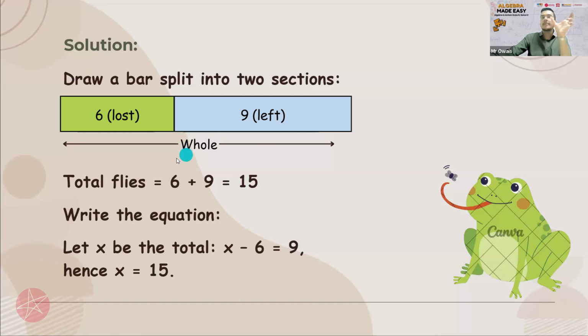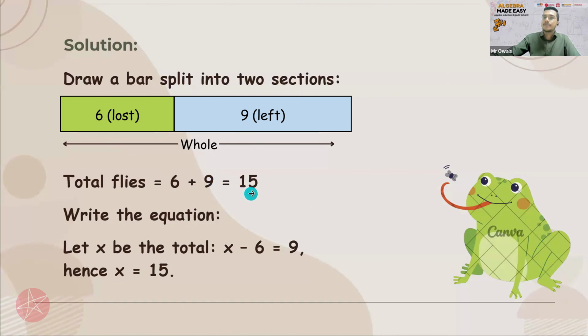And then within that bar, we're going to make two groups, okay? The amount of flies that he lost and the amount of flies that he has remaining. So since the question told us that the frog lost 6 flies and then had 9 flies remaining, to find out the total number, both of those boxes make the entire bar, right? Yes, exactly. We need to add. So we need to do 6 plus 9, okay?